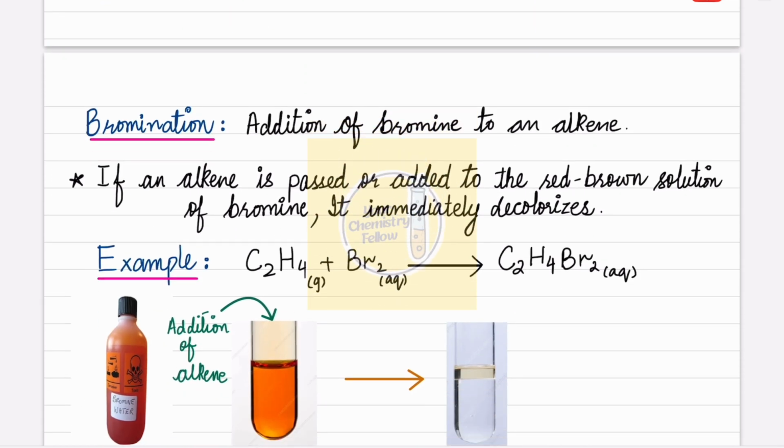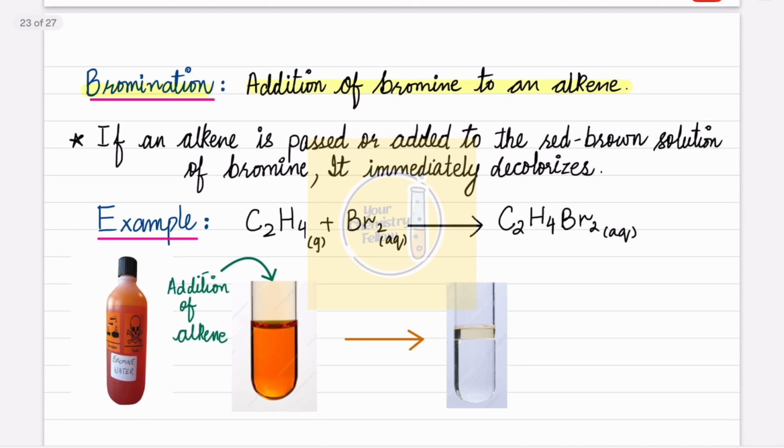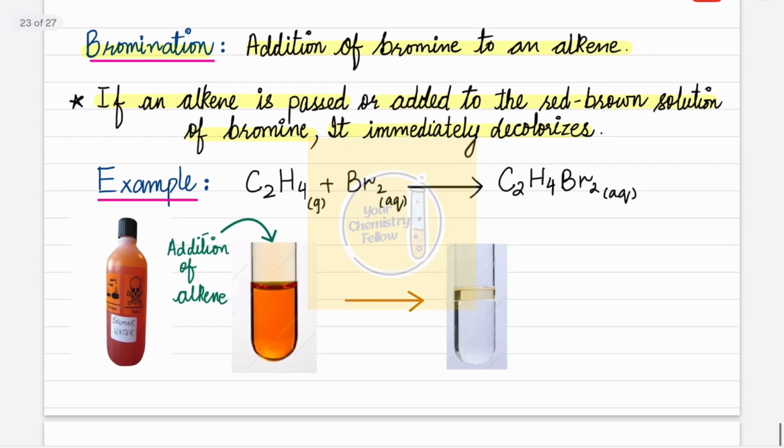Now we will do the bromination of alkenes. In bromination, bromine molecule, or you can say aqueous bromine solution, is added to an alkene. What happens in the reaction is, if an alkene is passed or added to the red-brown solution of bromine, it immediately decolorizes. For example, as ethene is a gas, we will use the term passed. So if ethene gas is passed through the aqueous solution of bromine, it will immediately decolorize it, and as a result dibromoethane is formed. This is the dibromoethane molecule.